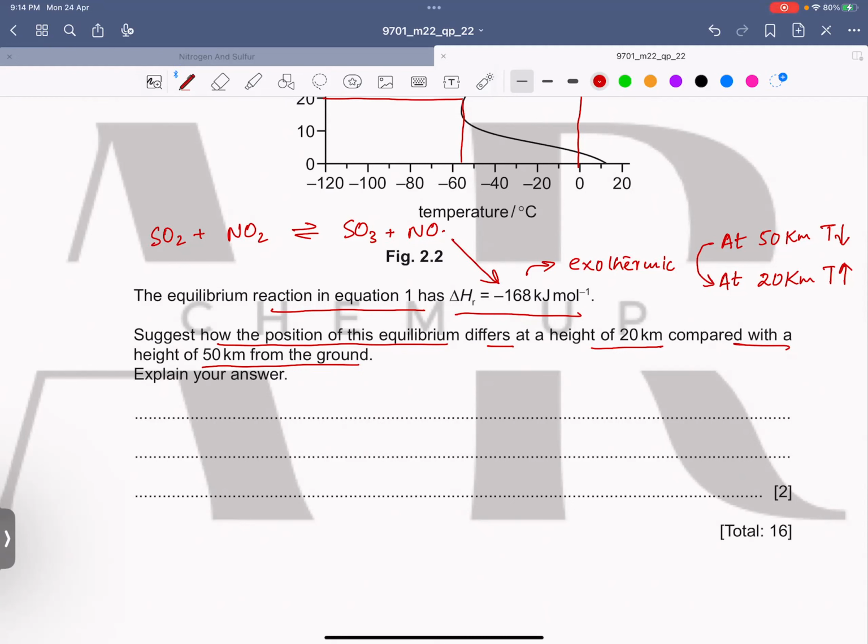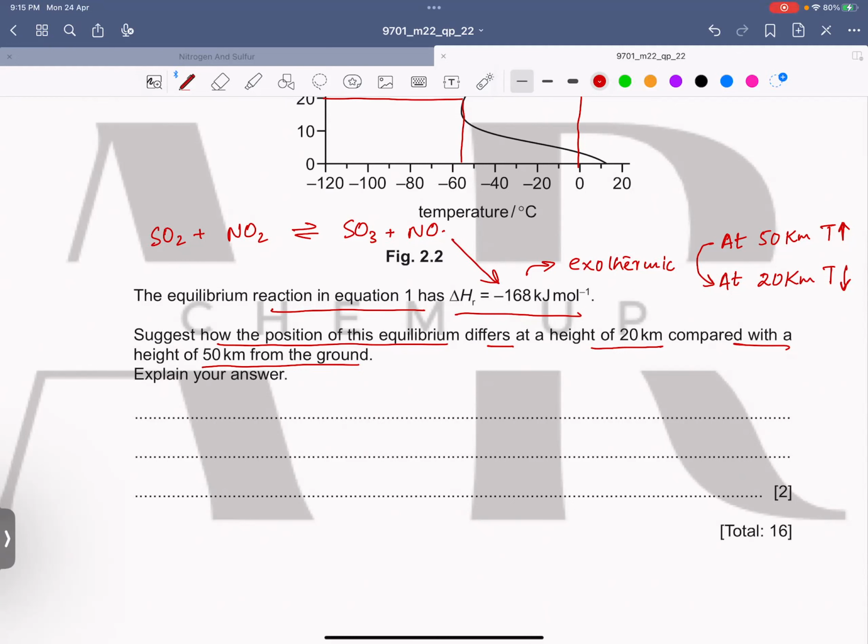Sir, won't the temperature be lower at minus 60? Yeah, sorry, it's even lower. So relatively, this is a greater temperature and this one is a lower temperature. So at 20 kilometer, where does the equilibrium position shift? Let me know if you remember the rule: if we lower the temperature, where does the position of equilibrium shift? Exothermic. Our forward reaction is exothermic, so equilibrium shifts towards the right.